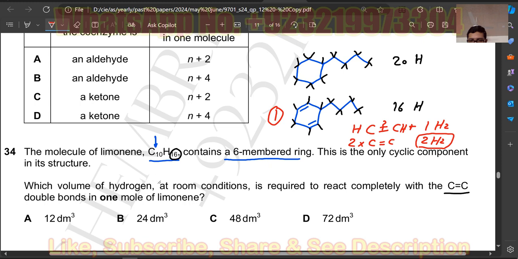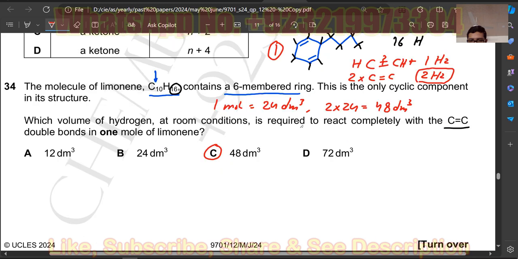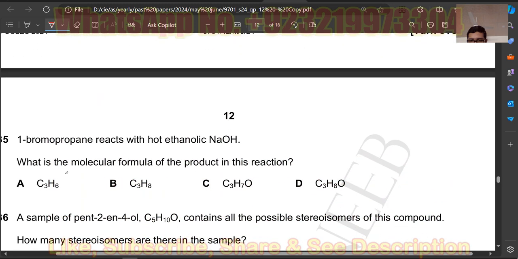Now it should be converted into the volume. We know that 1 mole of any gas contains 24 dm cube. So as in our case there are 2 moles, 2 moles times 24 will give you 48 dm cube. So that's why the correct answer becomes C. Now the next question, number 35.